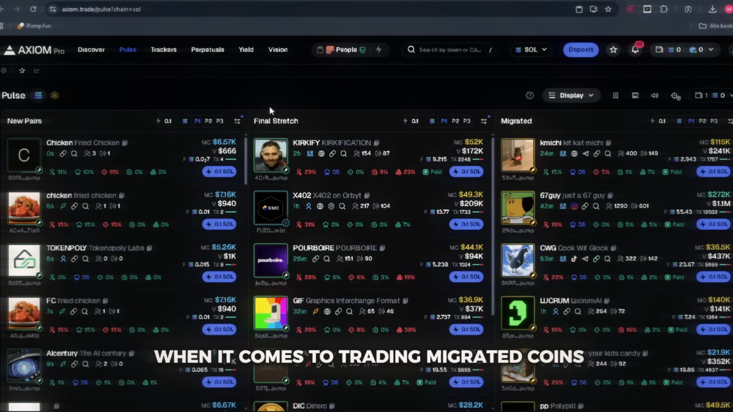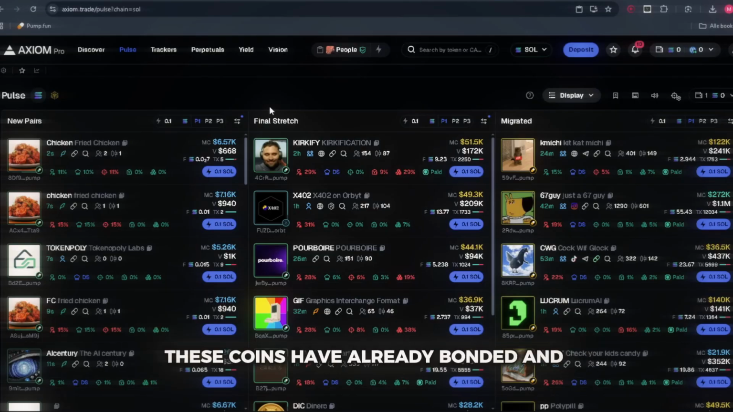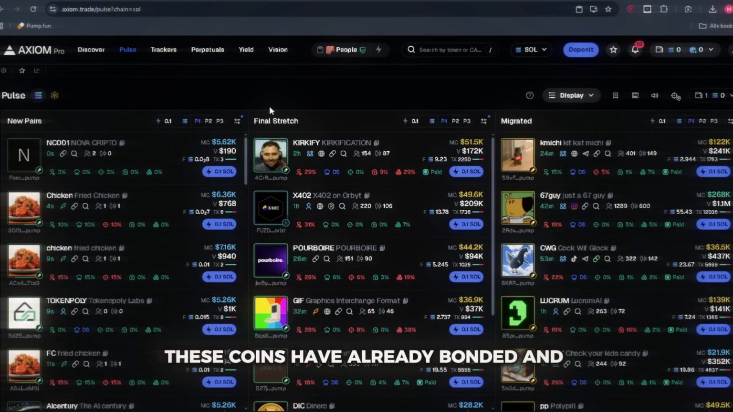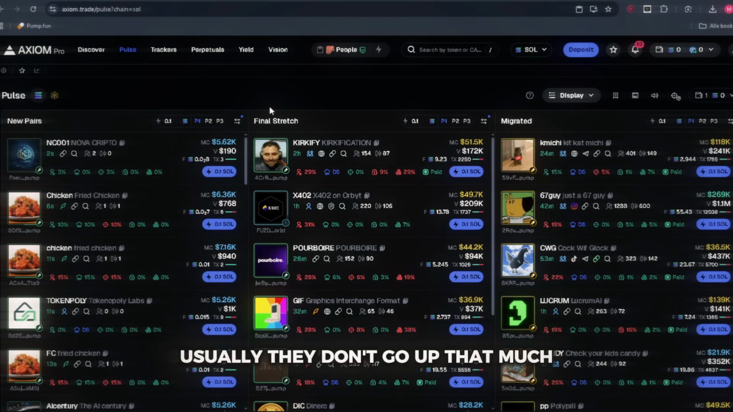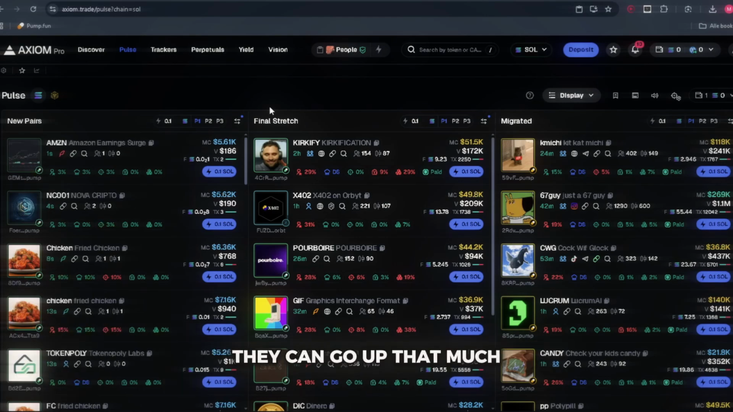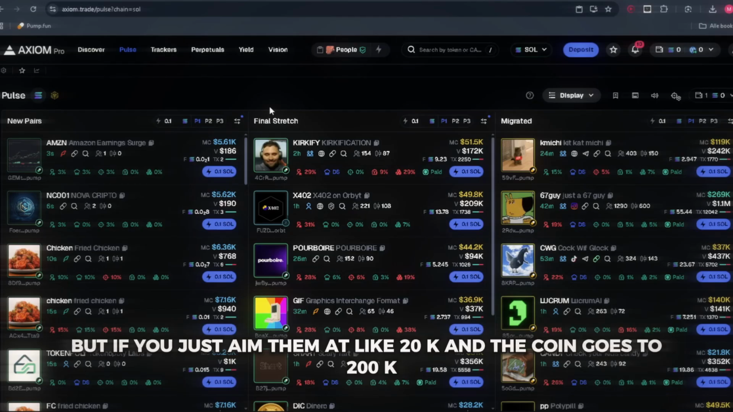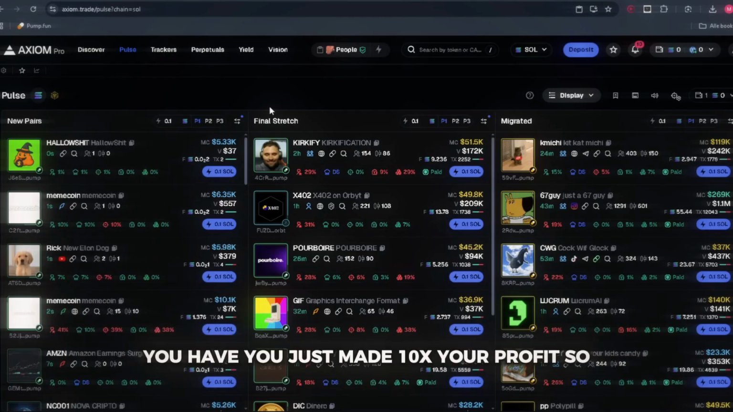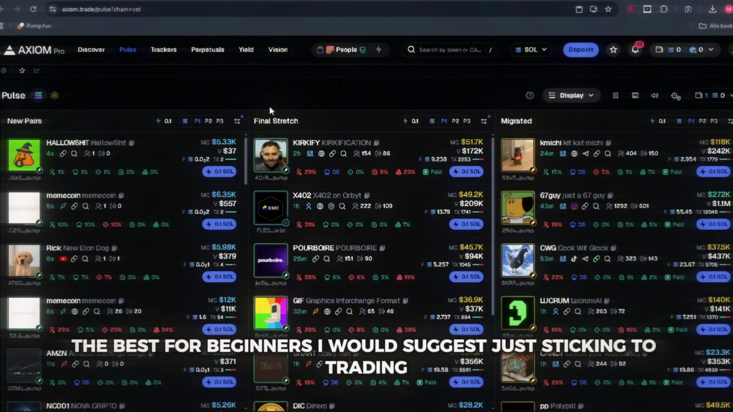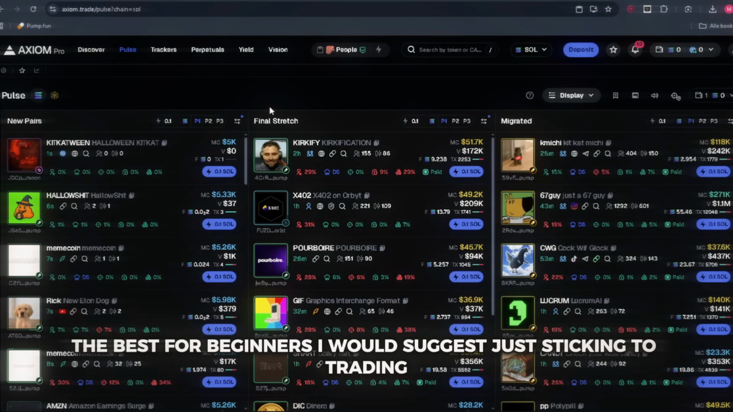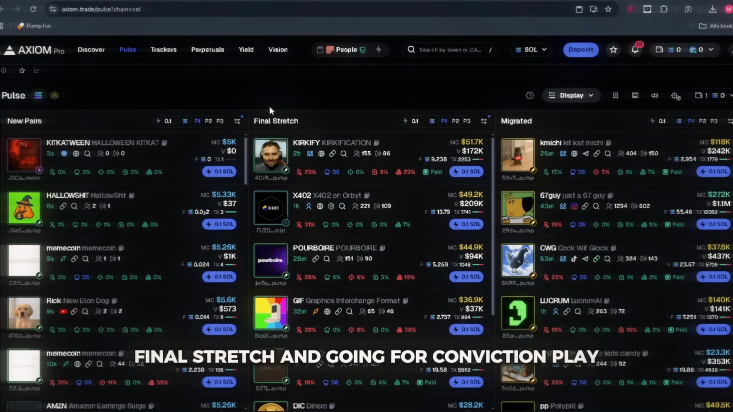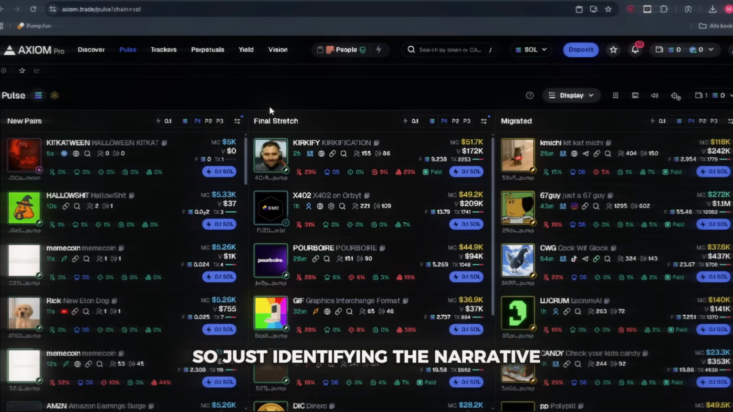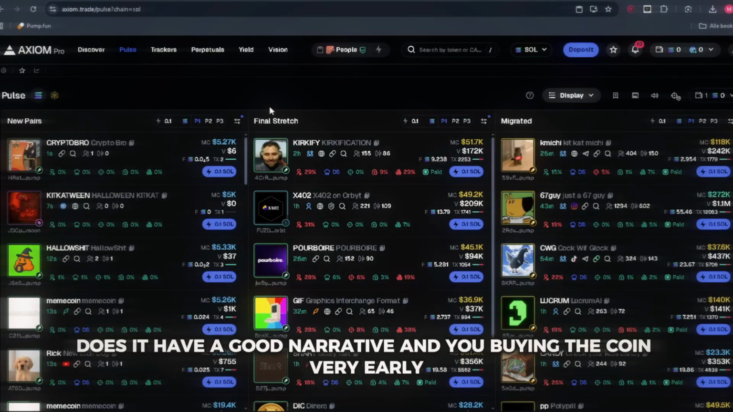When it comes to trading migrated coins, these coins have already bonded, and usually they don't go up that much. They can, but if you ape them at like 20k and the coin goes to 200k, you just made 10 times your profit. For beginners, I would suggest sticking to trading final stretch and going for conviction plays. So just identify the narrative, does it have a good narrative, and buy the coin very early.